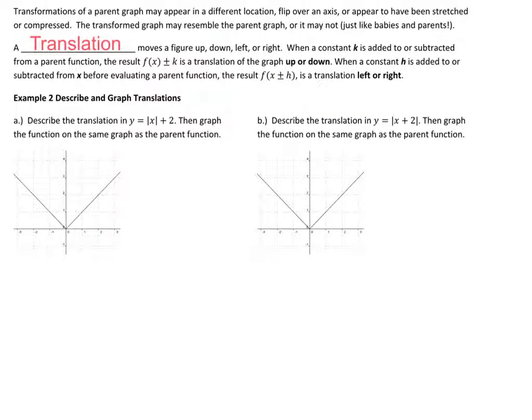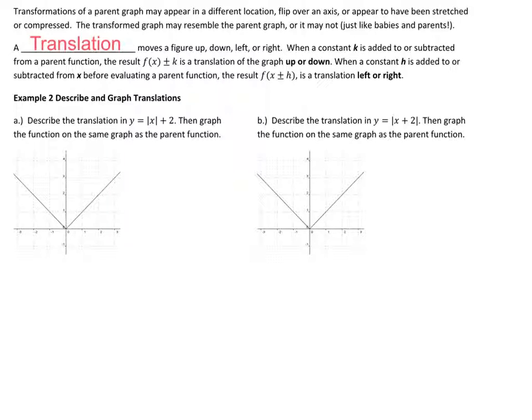Transformations of a parent graph may appear in a different location, flip over an axis, or appear to have stretched or compressed. The transformed graph may resemble the parent graph, or it may not. A translation moves a figure up, down, left, or right.